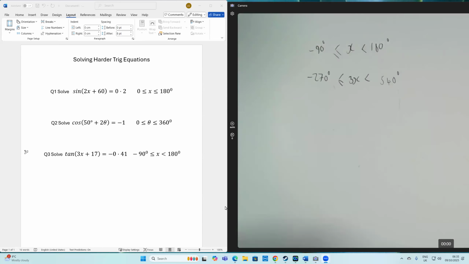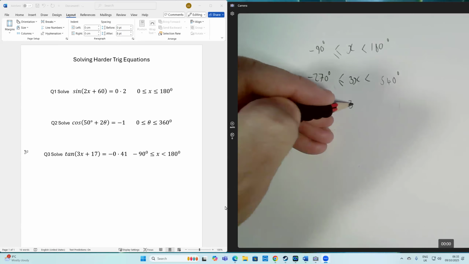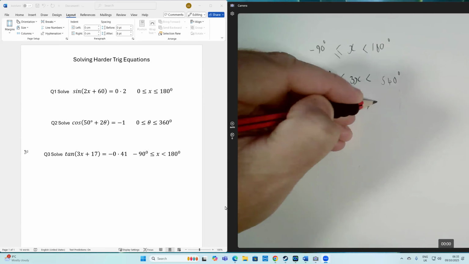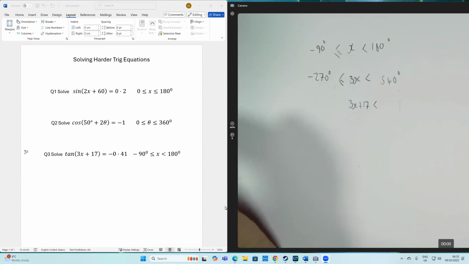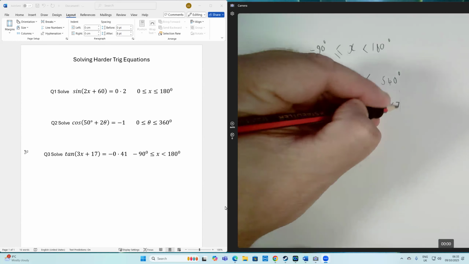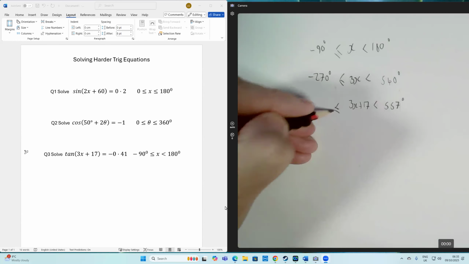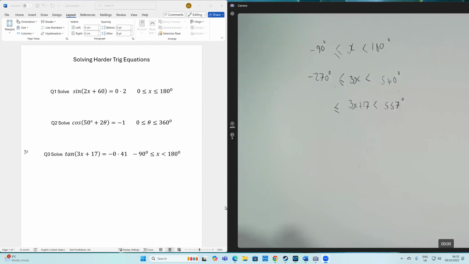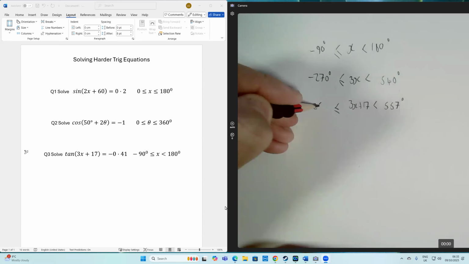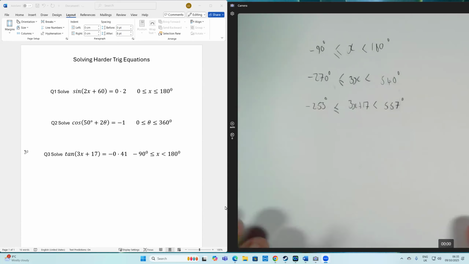And then we're going to add, in this case, 17. So 3x add 17 is less than 557 degrees. And be careful here, because when we add on the 17, the number's going to get a bit bigger. So minus 270 add 17 is minus 253. So there are the values that we're looking for.